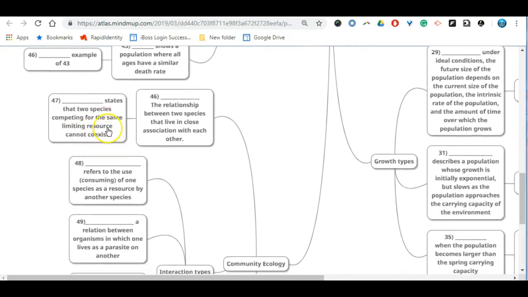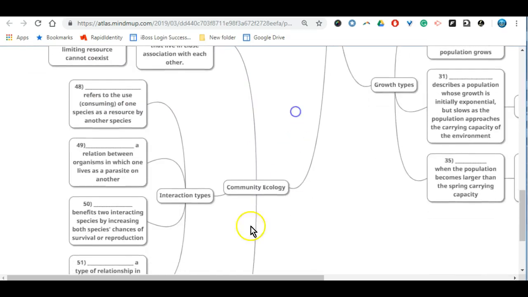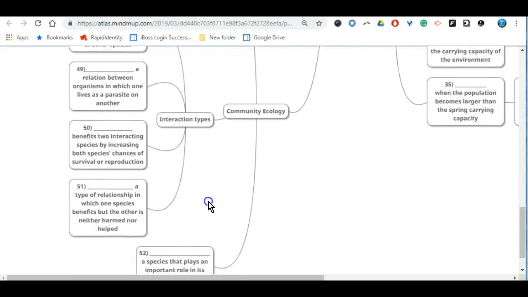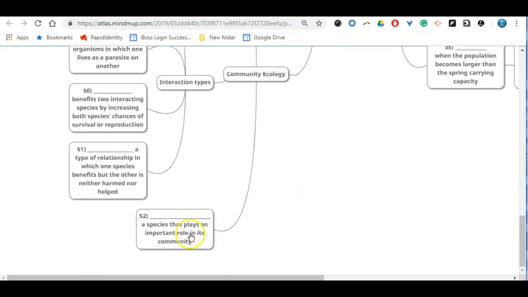Number 47, this kind of ties into this one. 2 species that are competing for the same resources cannot coexist. That's competitive exclusion principle. Finally, the interaction types. These are pretty simple, pretty straightforward, just plus or minuses, and make sure you give it a name. And then finally, a species that plays an important role in its community. That one is a keystone species.